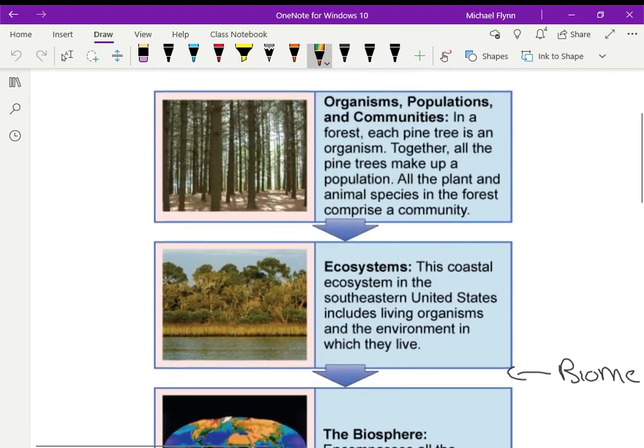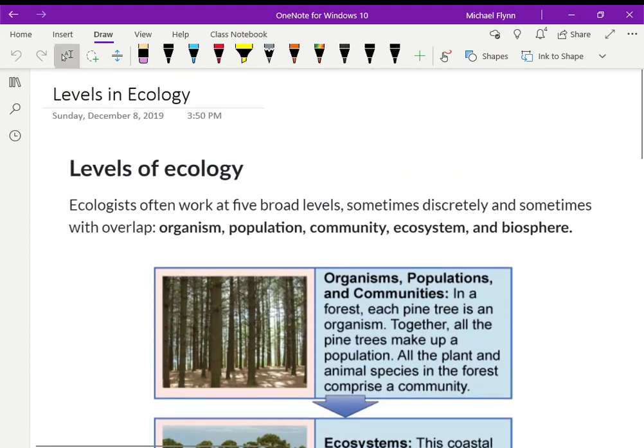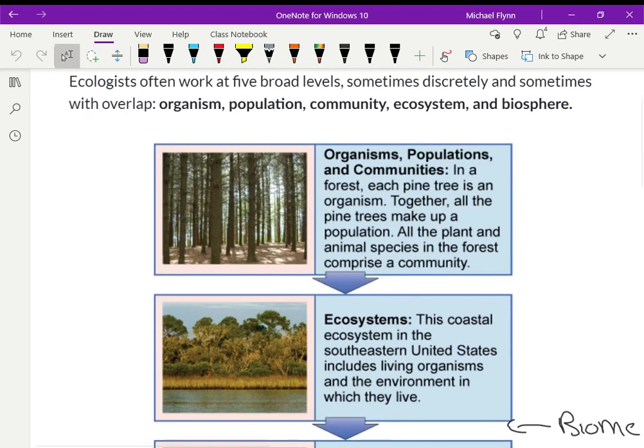This is pretty straightforward, so the chart at the top really says it all. There's an organization to everything. We already talked about an organism. An organism is an individual, but a population would be the members of all one species put together in an area, and all the different populations make a community.